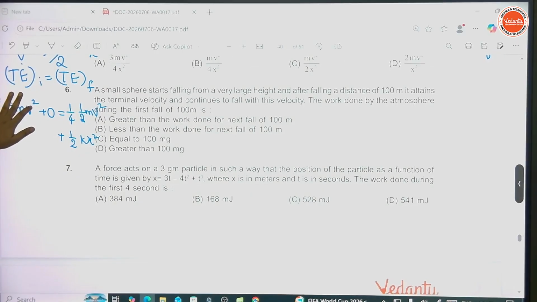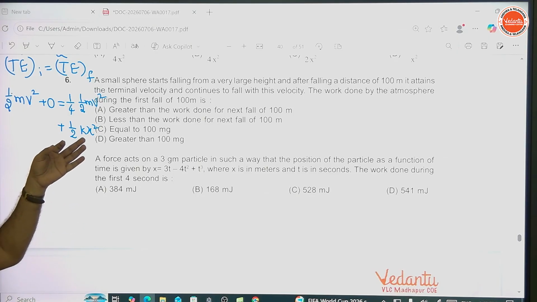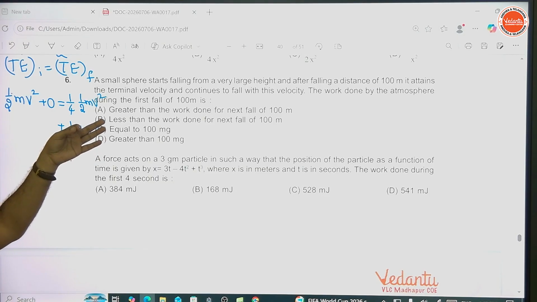Then look at the sixth one. A small sphere starts falling from a very large height, and after falling a distance of 100 meters, it attains the terminal velocity and continues to fall with this velocity. So the work done by the atmosphere during the first fall of 100 meters is. Did you get the question here? You have a small sphere falling from a very large height. After falling for 100 meters, it has acquired terminal velocity. What is the meaning of terminal velocity? After that, it is going to move with constant velocity.